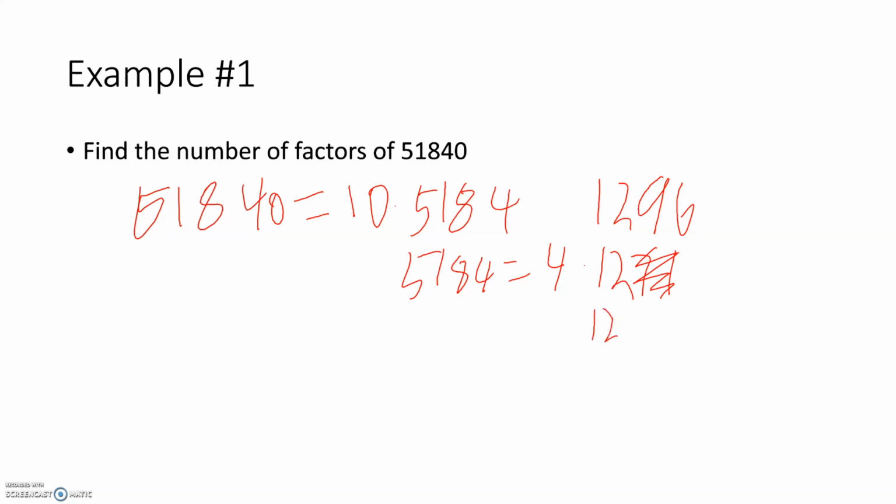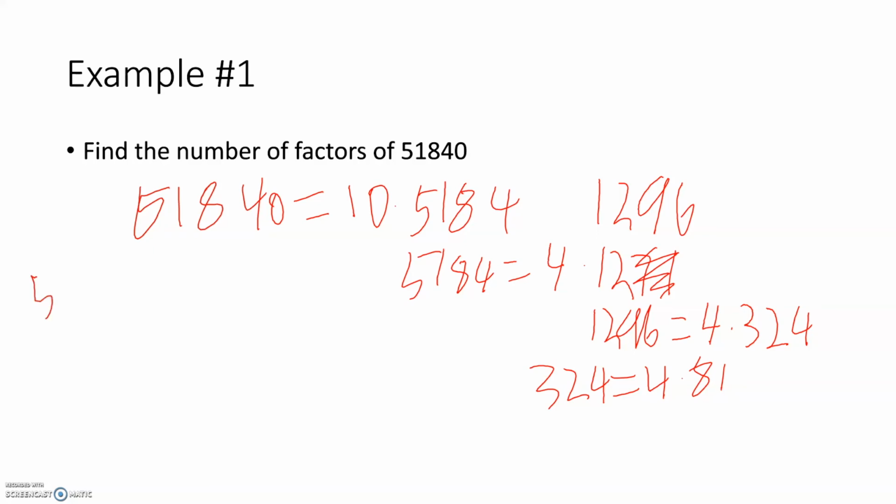Okay, so now we know 1296 is divisible by 4 since 96 is divisible by 4. So 1296 is equal to 4 times 324. Now again we can see this number is divisible by 4. So 324 is equal to 4 times 81. Now 81 is just 9 squared. So we can essentially call 51840 equal to 10 times 4 cubed times 9 squared.